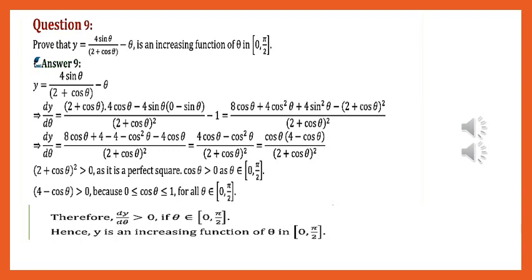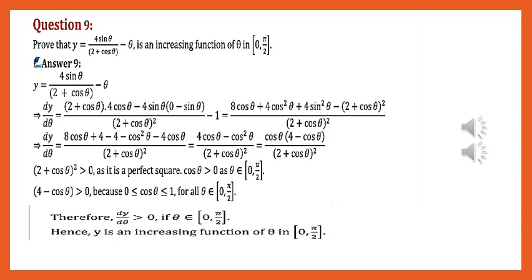Now how do we show that it is positive in the interval 0 to pi by 2? We know 2 plus cos theta the whole square is greater than 0. The least value of cos theta is negative 1, the maximum is 1. So it is always positive. And cos theta in the closed interval 0 to pi by 2 is greater than 0.